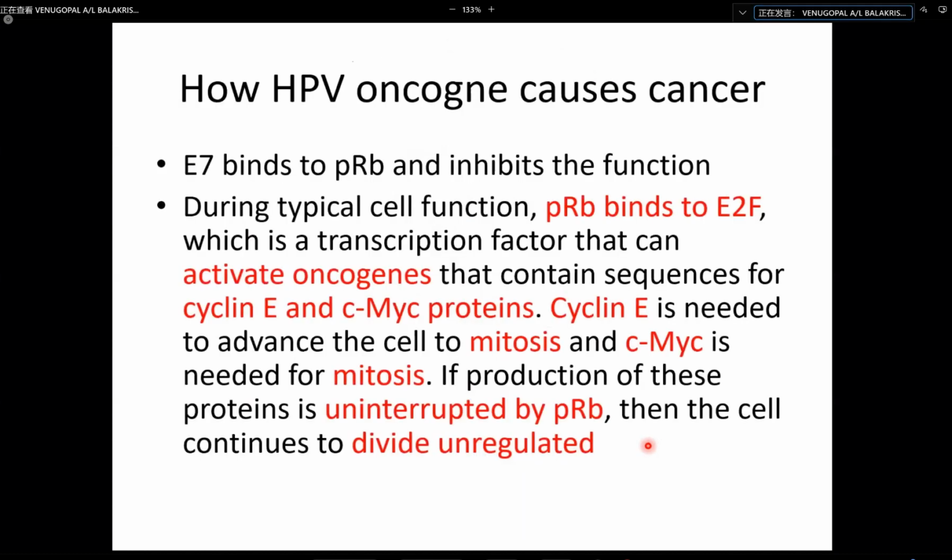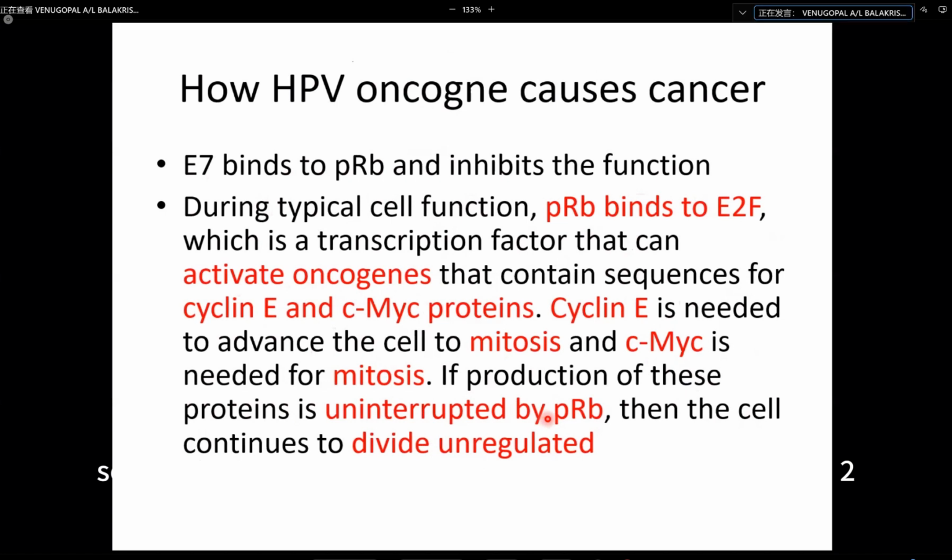So if you look at how HPV oncogene causes cancer, it's quite important. The E6 will bind to pRB and inhibit the function of pRB. So what does pRB do? pRB binds to E2F, which is a transcription factor that can activate oncogenes that contain sequences for cyclin E and c-Myc protein. Cyclin E is needed to advance the cell to mitosis. c-Myc is needed for mitosis. If the production of these proteins is uninterrupted by pRB, then the cell continues to divide unregulated. So you see, only pRB is the key to control these two, cyclin E and c-Myc.